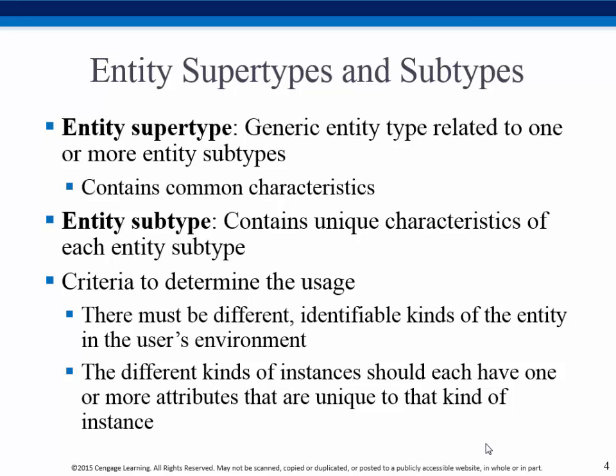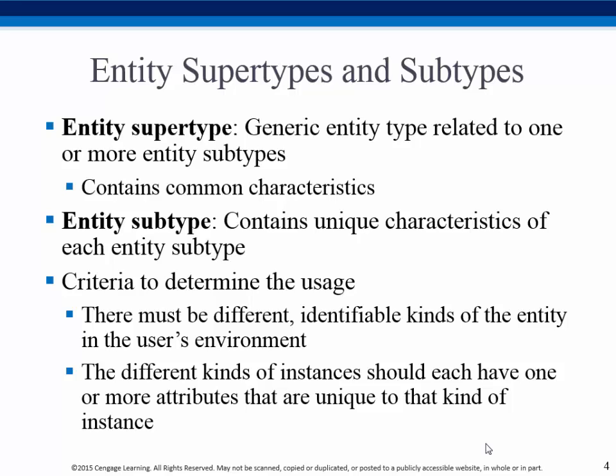So if we think about this, we end up with some modeling terms: entity supertype and entity subtypes. A supertype is a generic entity type that's related to one or more subtypes. And the supertype contains common characteristics, and the subtypes each contain their own unique characteristics. Okay, so two criteria help a designer determine whether it's a subtype or a supertype. There must be different identifiable kinds or types of the entity in the user's environment, and the different kinds or types of instances should each have one or more attributes that are unique to that kind or type of instance.